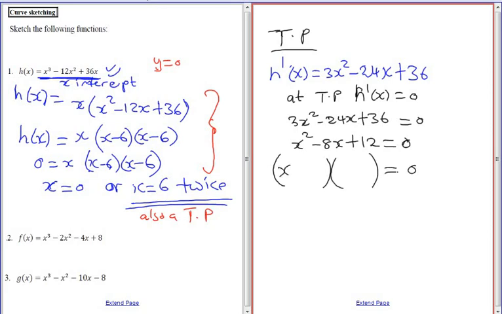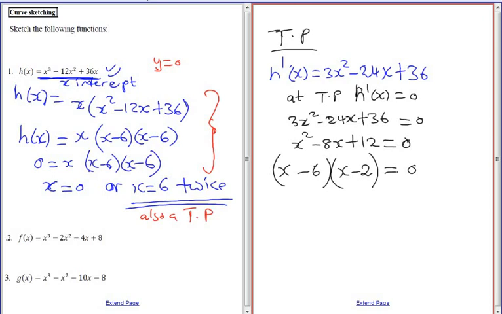Factorizing these. Are you thinking of two numbers you multiply to get 12? When you add, you get negative 8. I'm already getting ahead of myself. So it should be negative 6 and negative 2, isn't it? Yes, that should be correct.